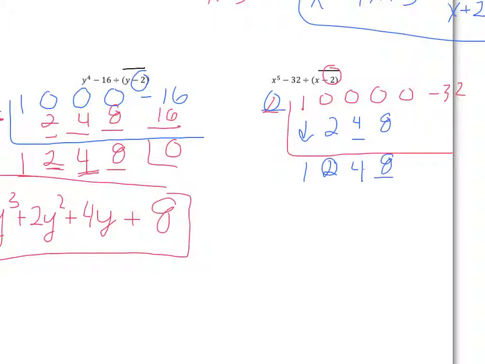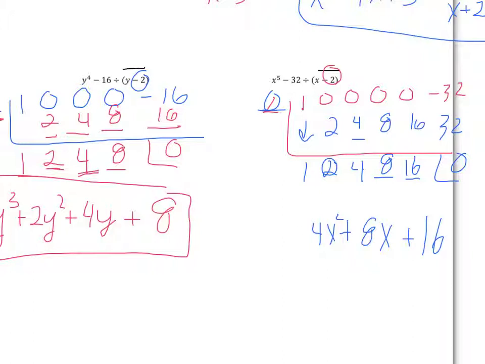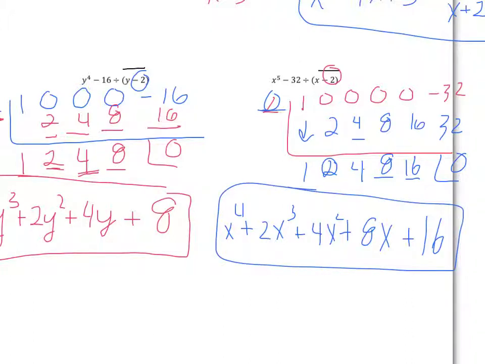Multiply this by this to get our 16, add them to get our 16, then finally multiply our 16 and our 2 to get our 32, add those up and we get 0. So once again, the remainder is 0. We can say that x to the 5th minus 32 is divisible by x minus 2, and what we get is this. 16 is the number. Because it's a positive 16, we put plus. We have 8x to the 1st, 4x squared, 2x cubed, and 1x to the 4th. And that right there is the polynomial that we're looking for.